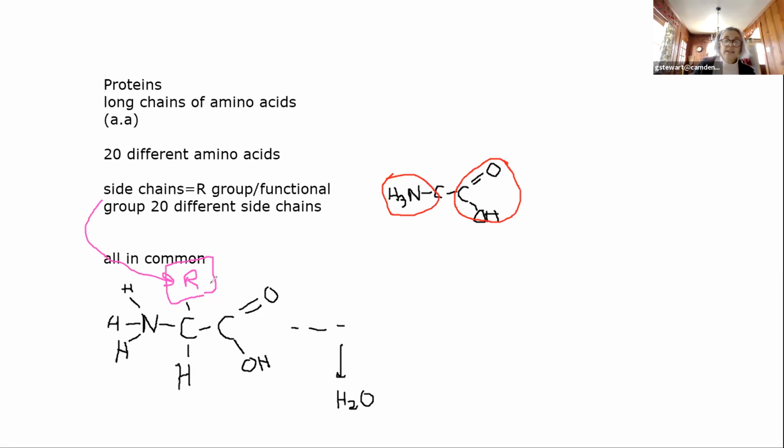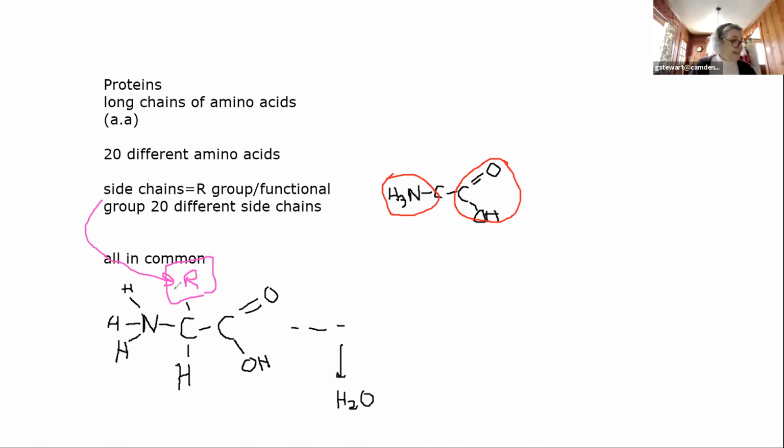And people draw these either way. In real life, this is a three-dimensional thing, so the R group and this hydrogen literally can spin around the carbon. So a lot of textbooks draw them in reverse. They put the hydrogen on the top and hang all the functional groups from the bottom. It does not matter. Same thing.